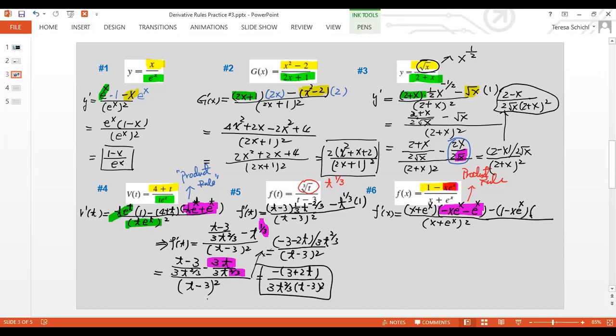Take the derivative of the bottom. So the bottom will just be 1 plus e to the x, right? Because the derivative of x is 1, and then the derivative of e to the x will be itself here. Okay, so now here, this is (x plus e to the x) to the whole thing squared. Now you FOIL, so let's make sure we FOIL this correctly.